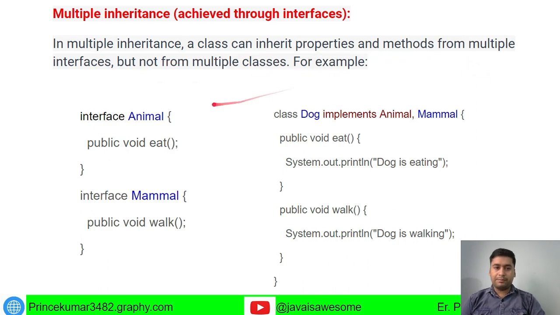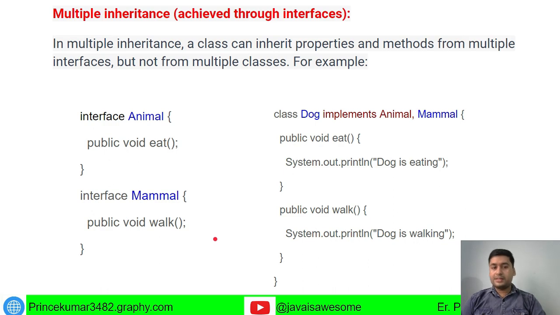For example, this is the interface animal, and this is the interface mammal. We are trying to implement these properties in the dog. So what we can do is, class dog implements animal and mammal. We have written it, so it's working fine. But if you make these interfaces classes, it will give an error. What error? This dog has two properties, eat and walk.